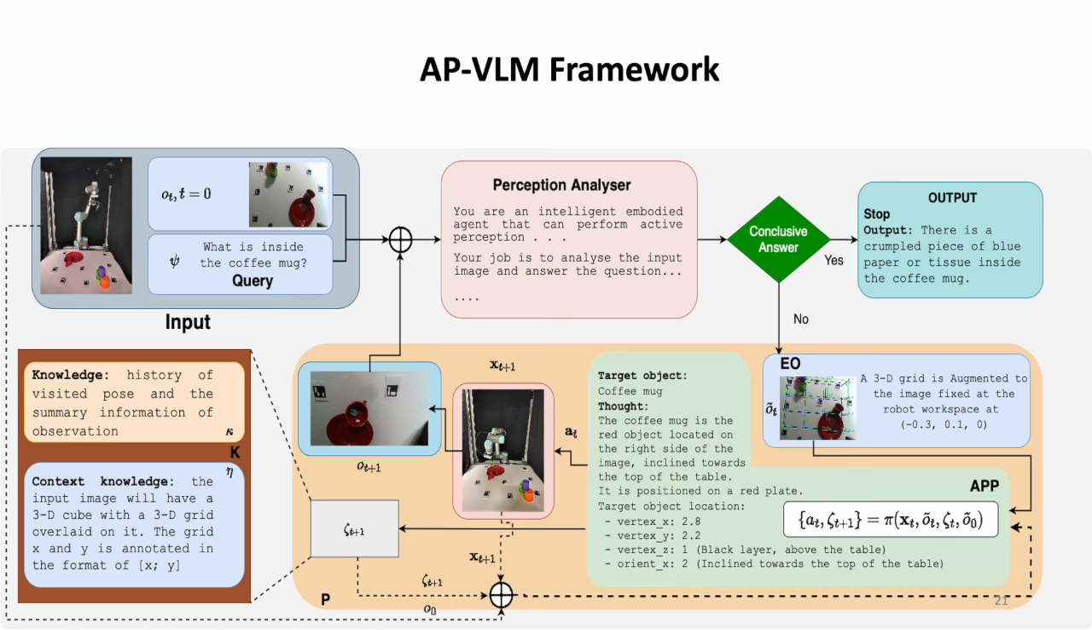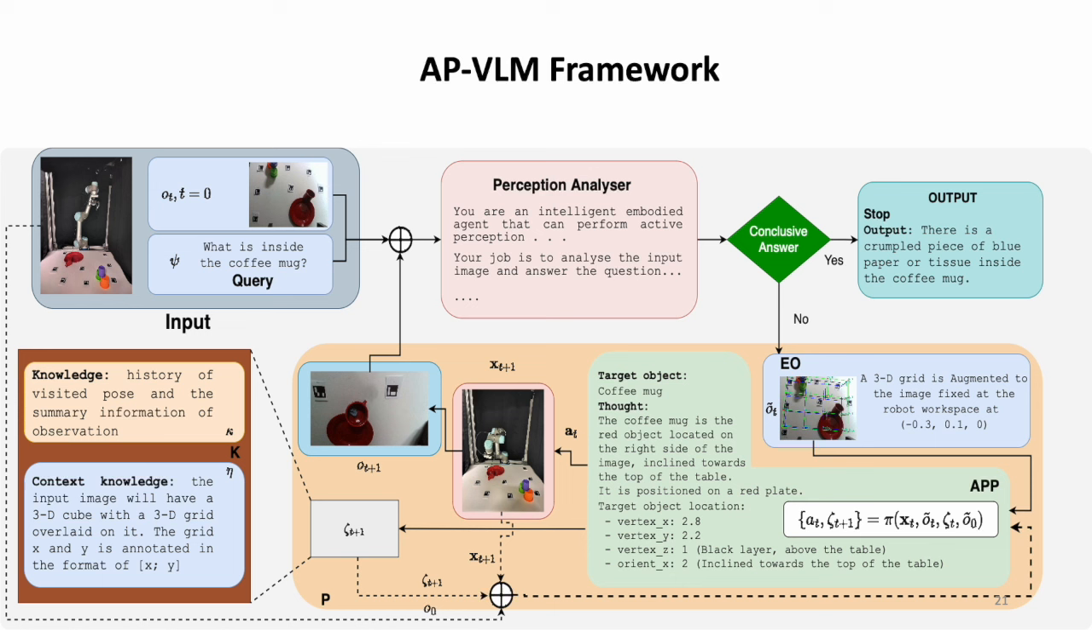So it goes to another block, this blue block, which is enhanced observation. In enhanced observation, we overlay a 3D virtual grid, like a virtual object in the scene with annotated vertices, and we project it back into the 2D image. Then we provide this enhanced observation to the VLM and ask how we can move to different vertices or coordinates of this virtual grid in order to get more information about the query that we made at the initial instance.